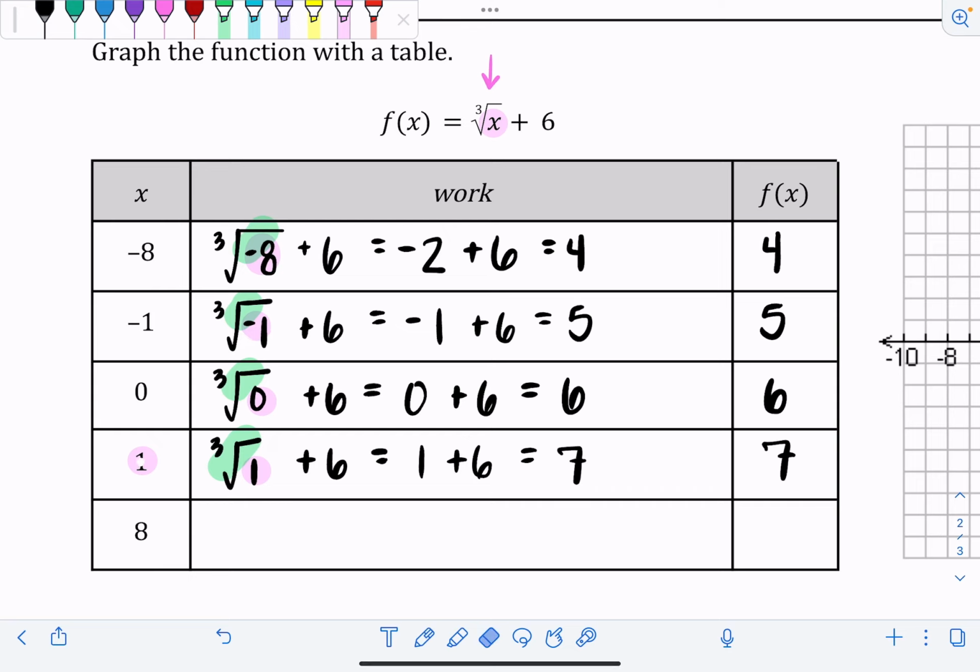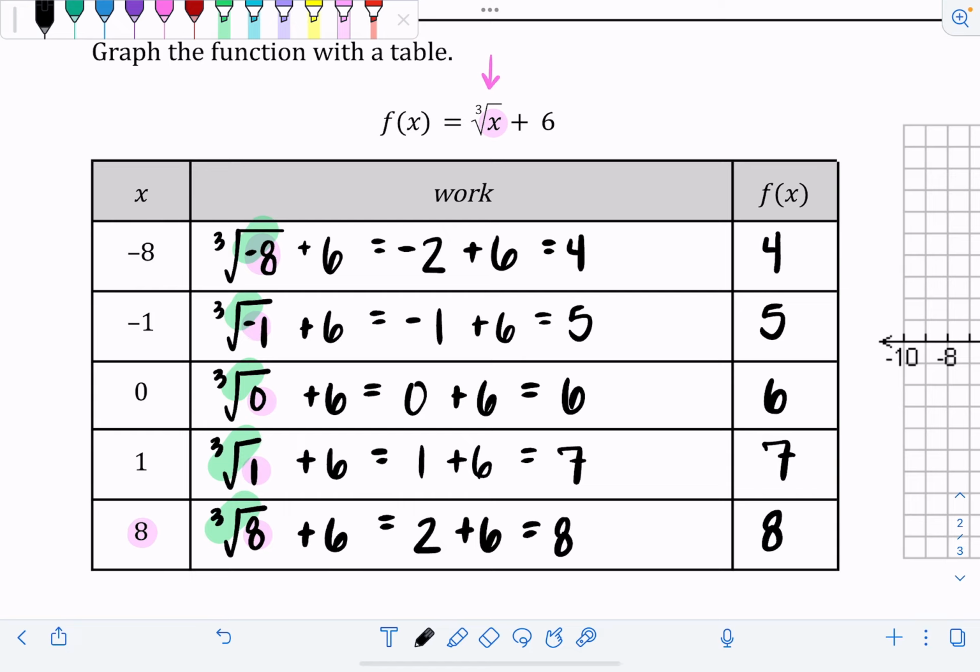And then the last input value is 8, so we'll put an 8 in for x, so this will become the cubed root of 8, and then plus 6. So the cubed root of 8 is 2, because 2 to the third power equals 8. So this will end up being 2 plus 6, and 2 plus 6 is 8. So this ends up being an 8 over here. So we have all of our x's for our points. We have all of our y's now, and then we'll just put them together.